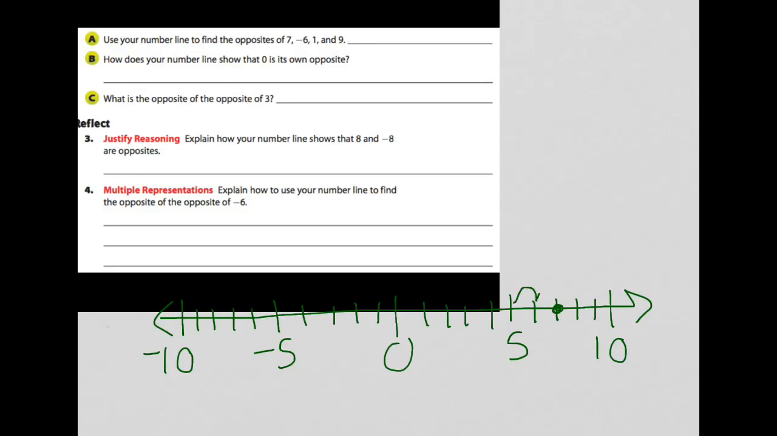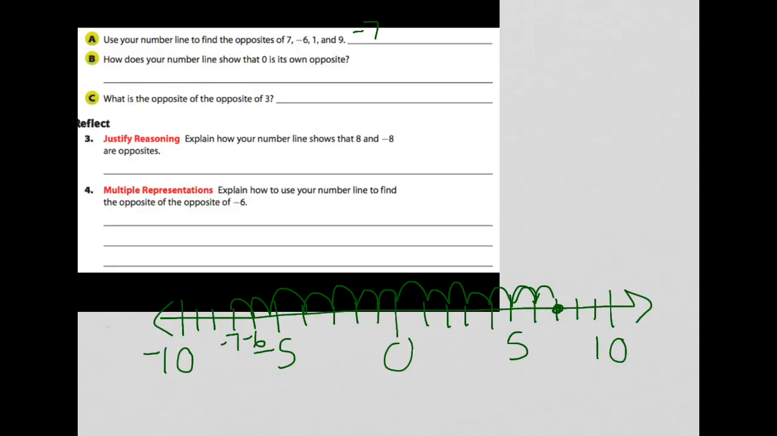1, 2, 3, 4, 5, 6, 7. And then I would move that same distance on the other side of 0, counting the same amount. 1, 2, 3, 4, 5, 6, 7. That puts me not at -6, but -7. So, put -7 up here.